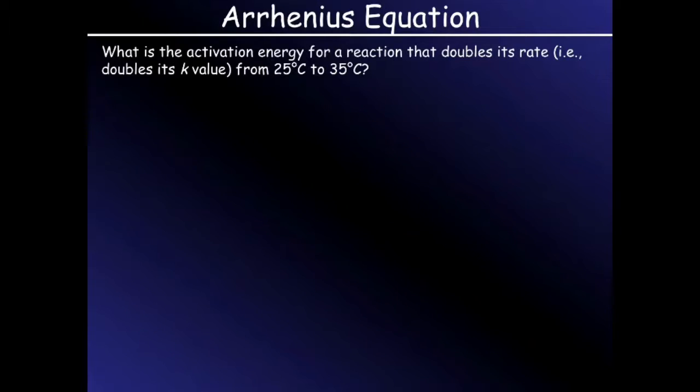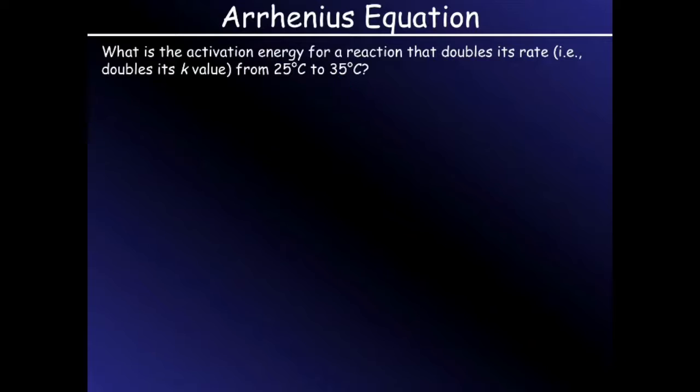Let's look at this particular activation energy problem using the Arrhenius equation. We're asked to calculate the activation energy for a reaction that doubles its rate, which essentially means the K value doubles when we go from 25 to 35 degrees Celsius. If you remember, as a rule of thumb, the rate should double every 10 degrees Kelvin or 10 degrees Celsius.